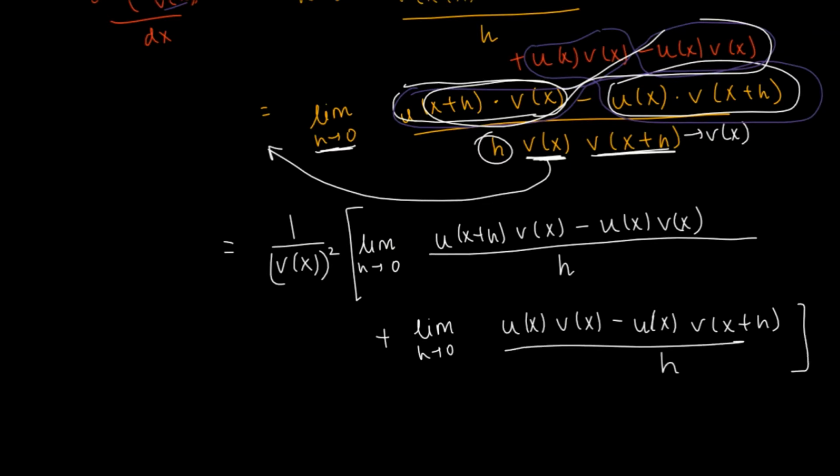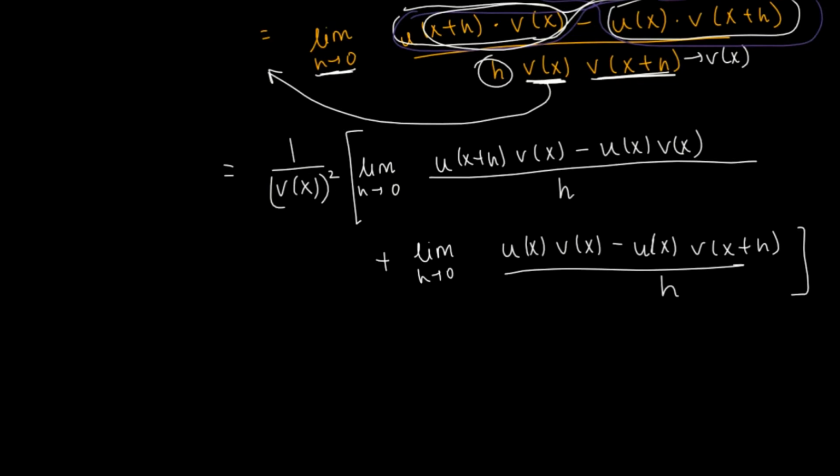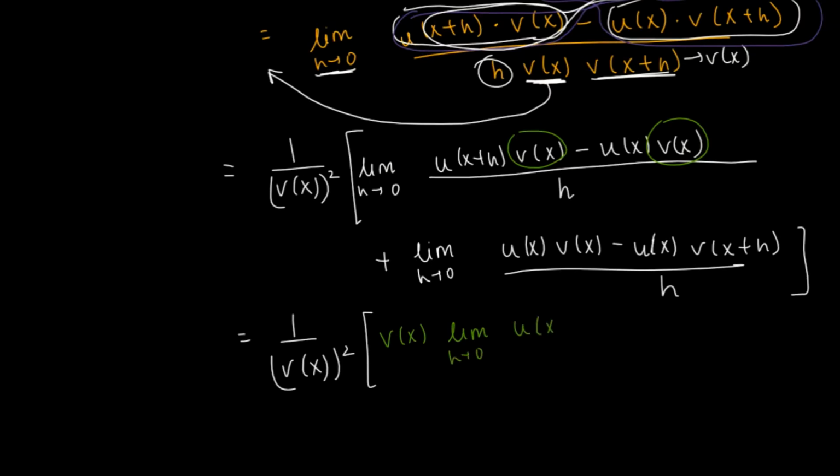And now this is quite analogous to what we did when we were figuring out the product rule's proof. You can see immediately that v of x can be factored out, so you can write this. Let me write the entire thing once again. So 1 over v of x squared times, well, v of x is factored out, times the limit as h goes to 0 of u of x plus h minus u of x divided by h.